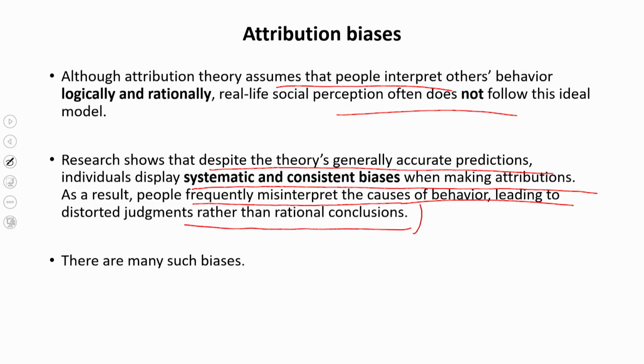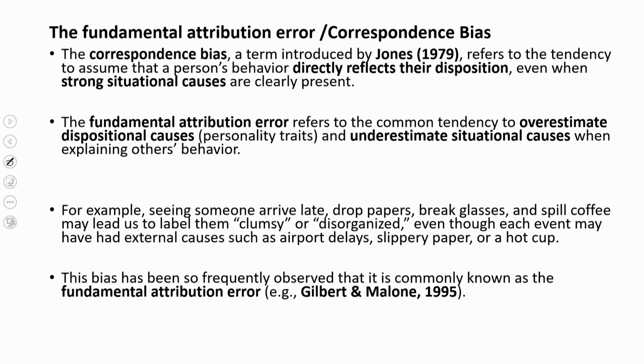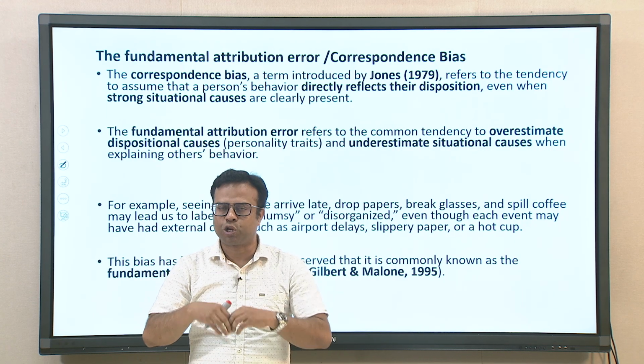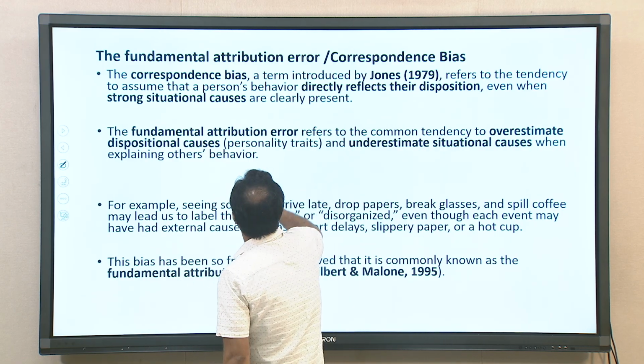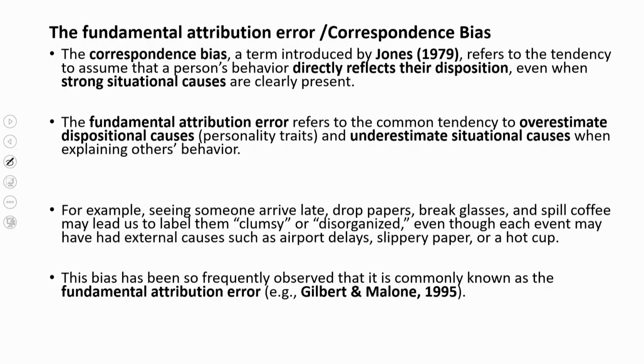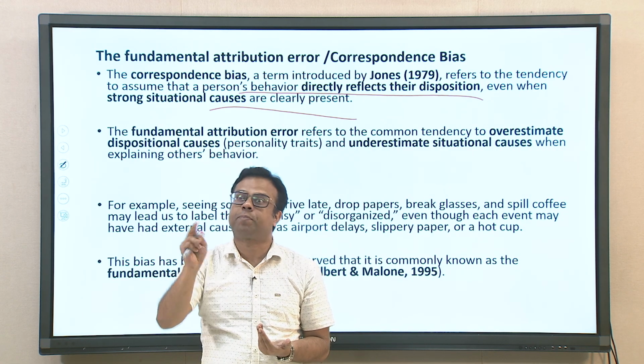There are many such biases. For example, one bias is called the fundamental attribution error. It is also called correspondence bias. What is this bias? This is a term introduced by Jones in 1979. It refers to the tendency to assume that a person's behavior directly reflects their disposition even when situational causes are clearly present. We have a bias in finding causes of others' behavior in terms of their personality traits.